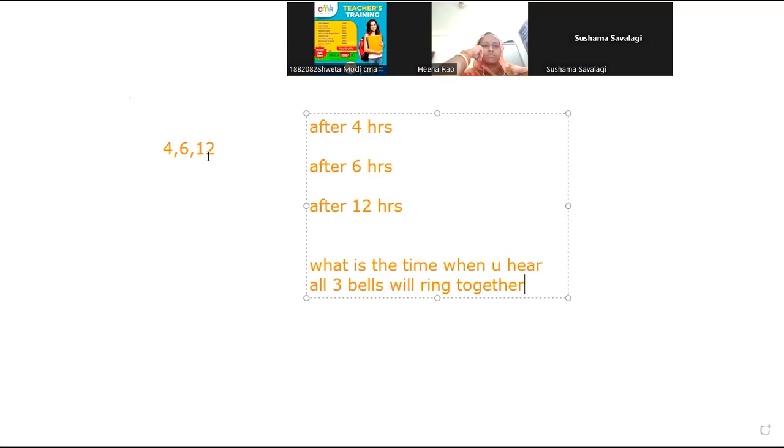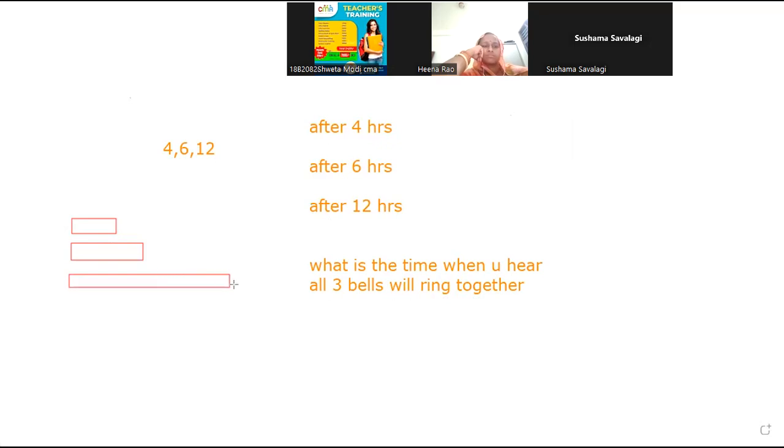Okay, 12. Yes. So how do you do that? This is my 4, and this is my 6, and this is my 12, right? So 6 and this will be almost like 12. So how many 4s will come? 3. 4 3s are 12. How many 6s will come? 2.